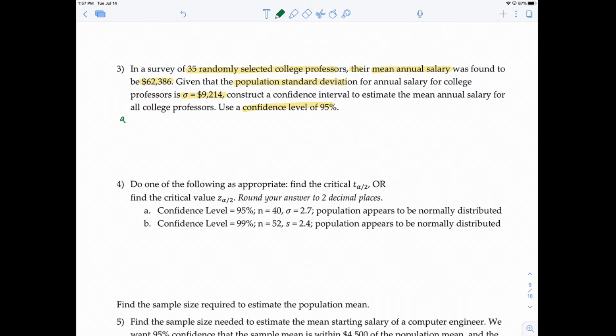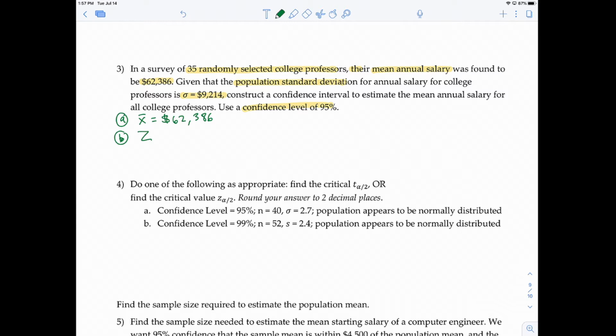All right, so following those 3 questions, A would be: what is the sample mean? The sample mean in this problem would be the 62,386, right? It's given right here, meaning the sample of 35 randomly selected college professors has a mean annual salary of this much. So B is, we have to determine whether we're in the Z distribution or T distribution. Again, sigma known, we're in the Z; sigma unknown, we're in the T. In this case, sigma is given. Sigma is the population standard deviation. So we're in the Z distribution.